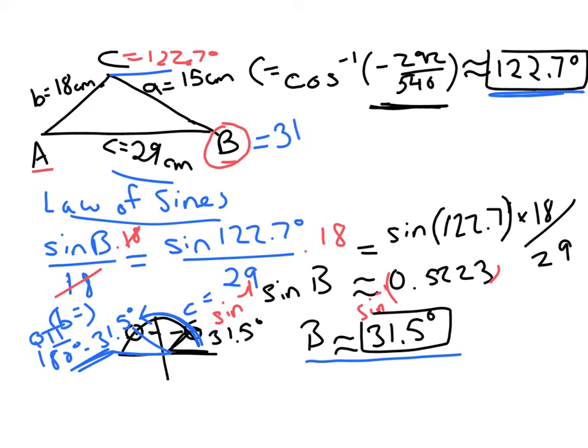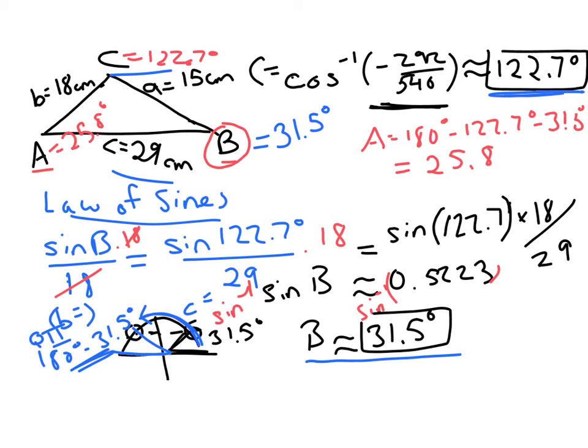So this angle is 31.5 degrees. And then to find angle A, you would just do 180 minus the two angles that we know now, 122.7 and 31.5, to find that third angle, which is 25.8. And that would go over here. And now we know all three angles and all three sides for this triangle.